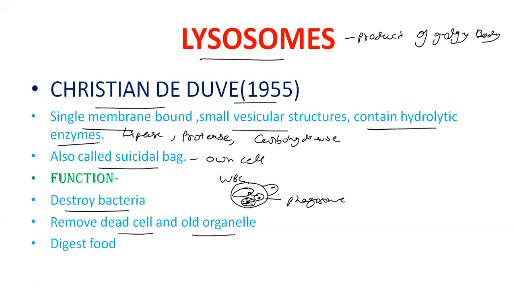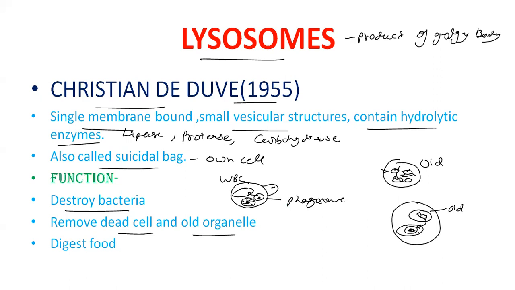It removes dead cells and old organelles. Suppose that a cell is old and worn out. So here, so many lysosomes inside it will burst out, secrete enzymes and digest its own cell. Also old organelles: if inside the cell any old organelles are present, like mitochondria, suppose that this mitochondria becomes old, not functioning properly, so lysosome will check this mitochondria and digest it.